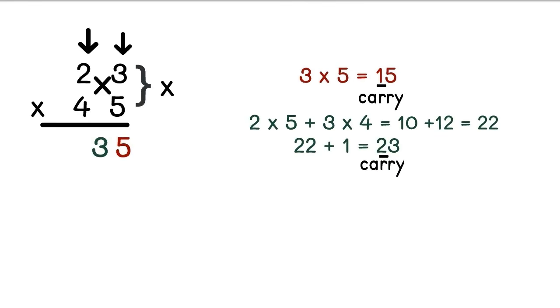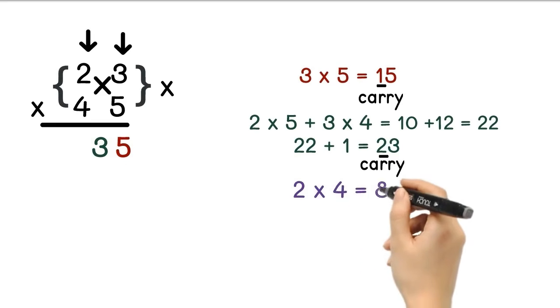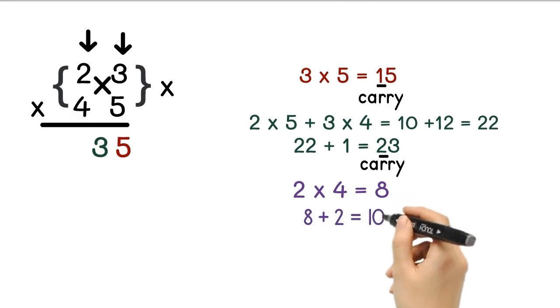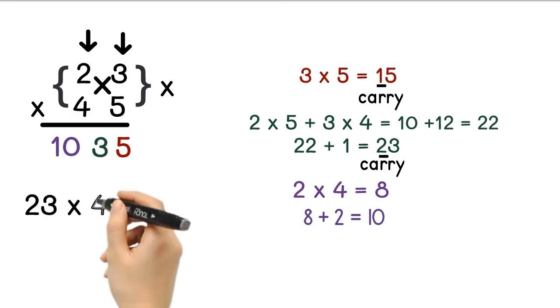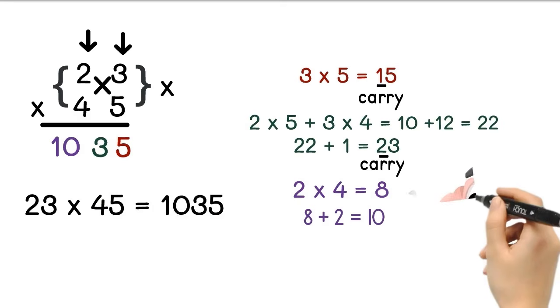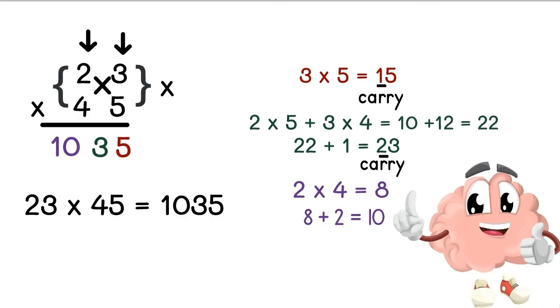Finally, multiply the leftmost digit. 2 times 4, which is equal to 8. Now add the carry over to this product. So 8 plus 2 equals 10. Write down this 10 here, and in this way we got 23 times 45 equals 1035. Isn't that simple? Now let's try a more challenging example.